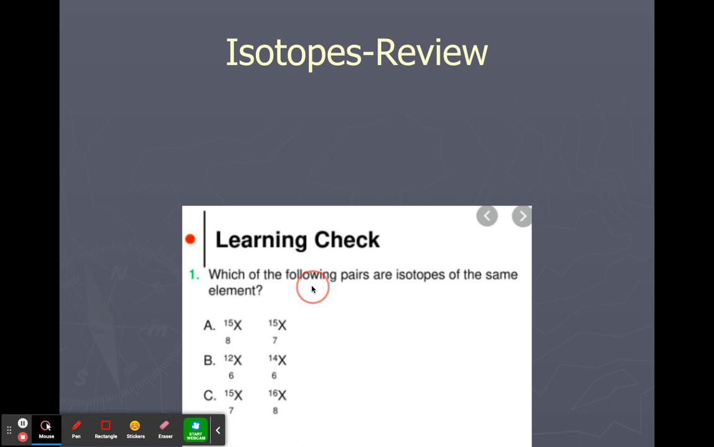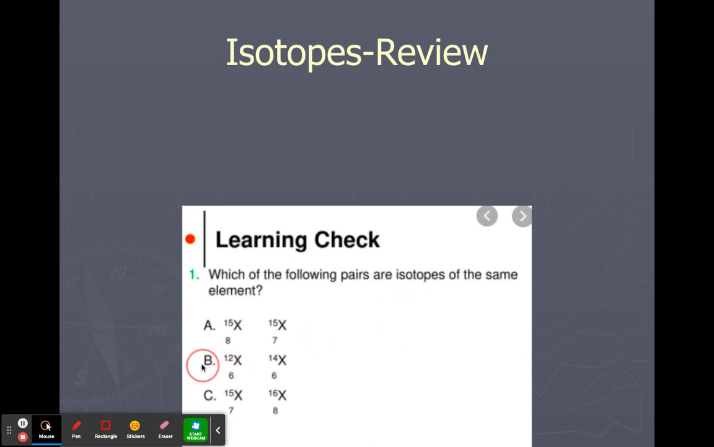Let's try a problem. Which of the following pairs are isotopes of the same element? The letter X just means unknown. There's no element X. So you really need to look for isotopes. Isotopes have the same atomic number and different masses. Take a second, see if you can find it.